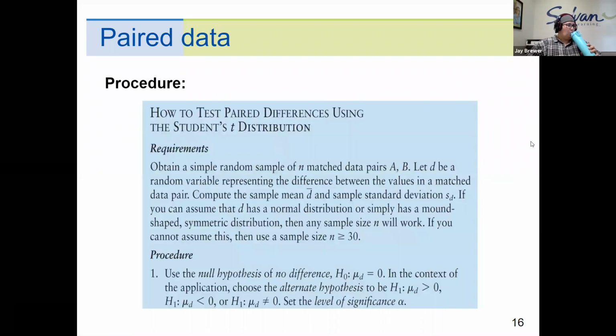Procedure: how to test paired differences using the student's t-distribution. Go ahead and write your shorthand for your requirements and start writing your procedure. I'll give you a few seconds before I move on to the next slide.